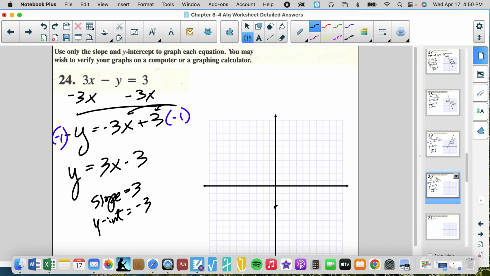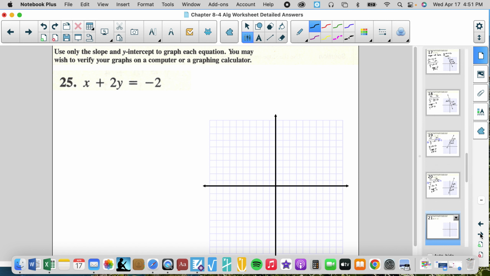We'll go to negative 3. We'll use my slope of 3: up 3, right 1, up 3, right 1. Connect those dots. Love when I can hit those right on it. 0, negative 3. That is going to be 1 on the x, 0 for the y. And then this is going to be 2 on the x and 3 on the y. There you go. Those are your 3 points.